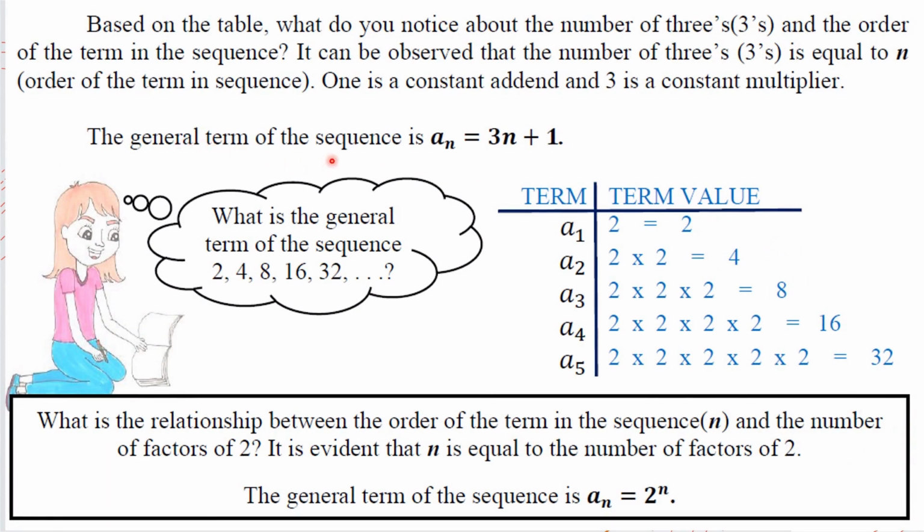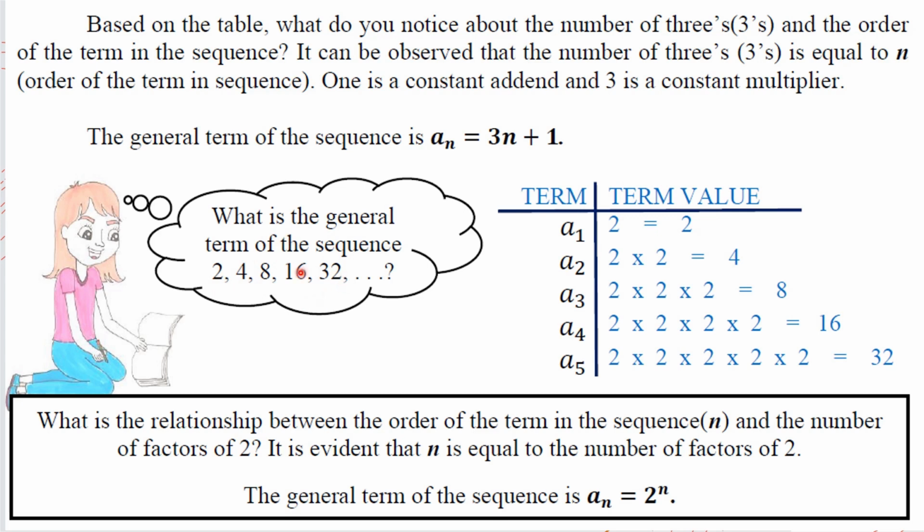The general term of the sequence is a sub n equals 3n plus 1. So makita nyo si n represents kung sinong term yon. So kanina a sub 1, so 1 din ang nilagay natin. Okay? Next, another example. What is the general term of the sequence 2, 4, 8, 16, 32?